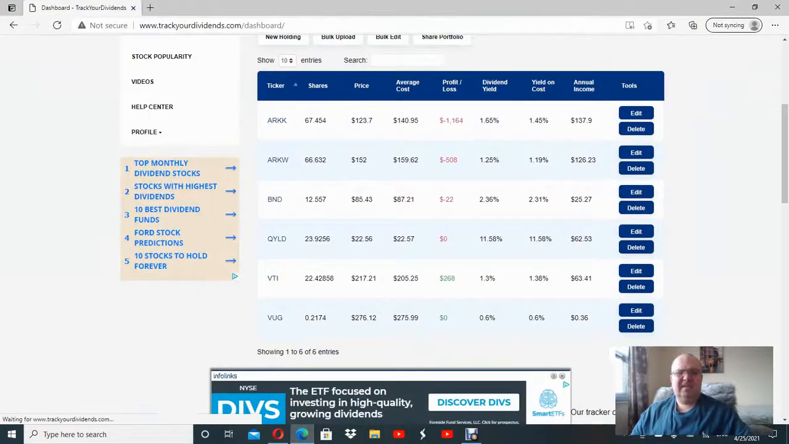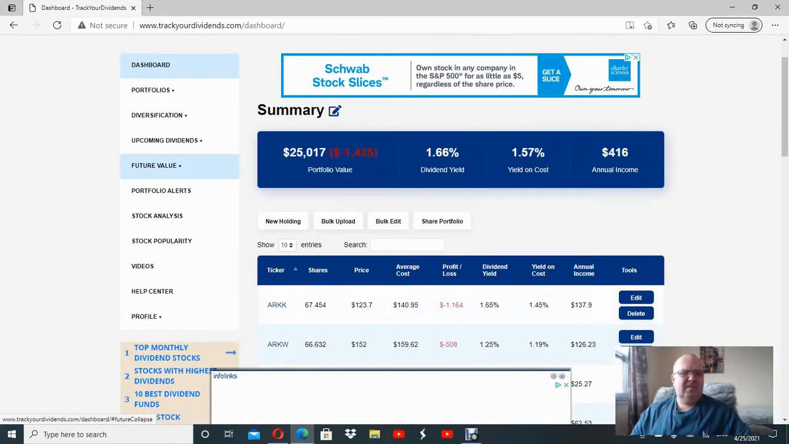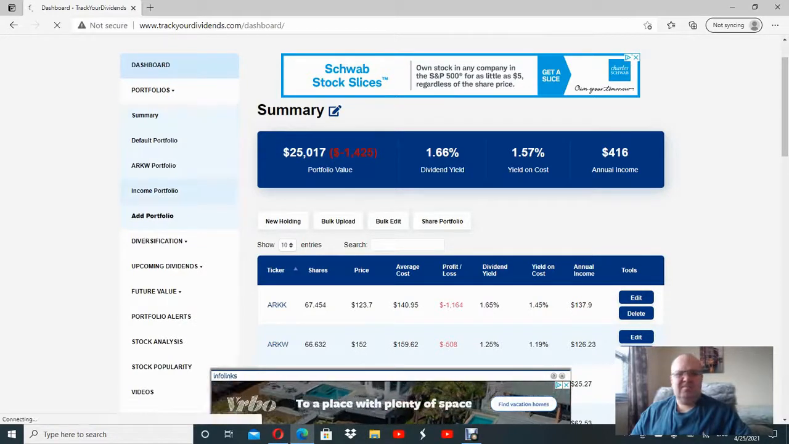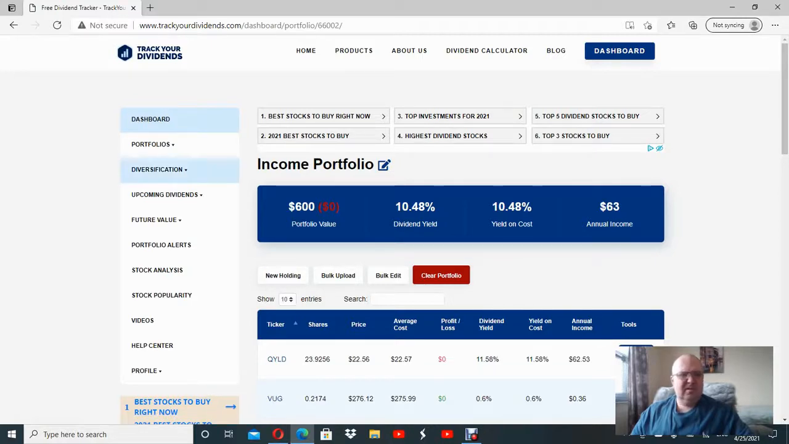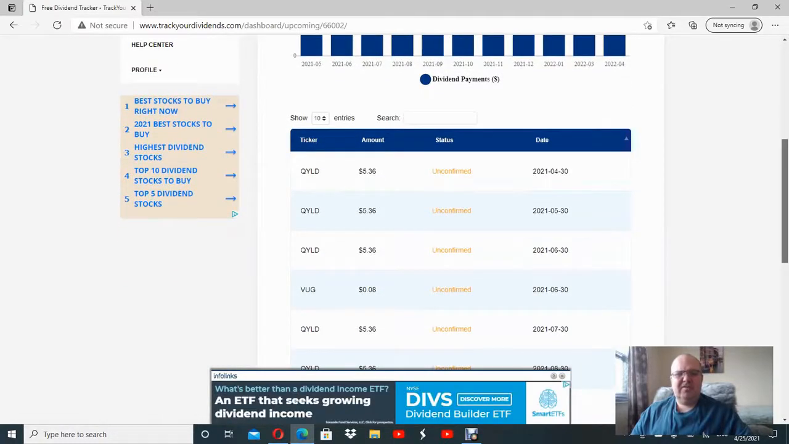And if you look at trackerdividends.com, I put all my information there, all my ETFs and the shares and the price and everything else. And right now I have 23 shares of QYLD, yield 11.58%, and annual income is supposed to be $62.53. So the next common dividend would be, it's unconfirmed, but let's see that, in the amount of $5.36 for QYLD, and it's supposed to be on April the 30th.